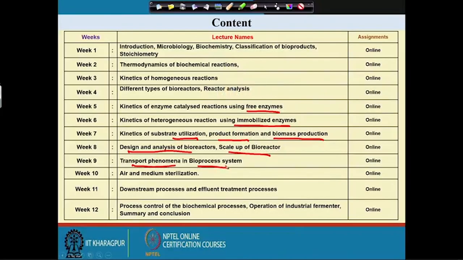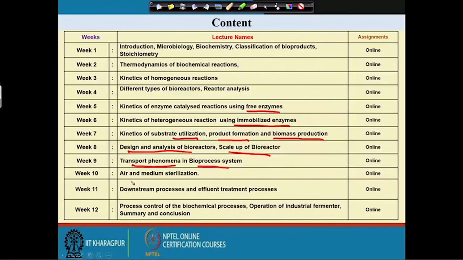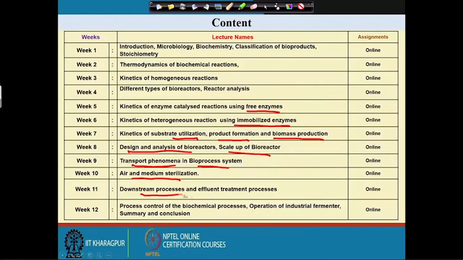Transport phenomena of the bioprocess, that is, how in different flow systems the momentum transfer, mass transfer and heat transfer take place in the system, I want to discuss in detail. The heat and medium sterilization, this I told you, in the biochemical system we want to grow our desired organism. To grow the desired organism, we know our environment comprises different other organisms. So, if we don't maintain sterility, then we cannot allow our organism to grow in that particular reactor. So, sterility is a very important factor as far as biochemical processes are concerned. This I shall discuss in detail. Then downstream processing and effluent treatment processes, process control in biochemical processes and operation of the industrial fermenter, and finally I shall summarize the whole course.